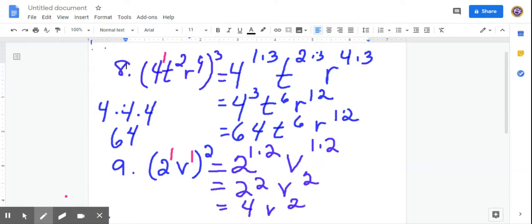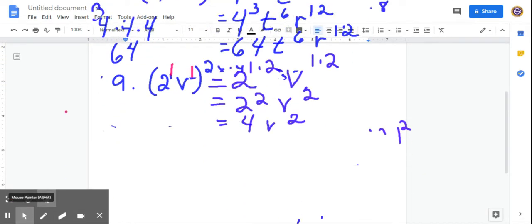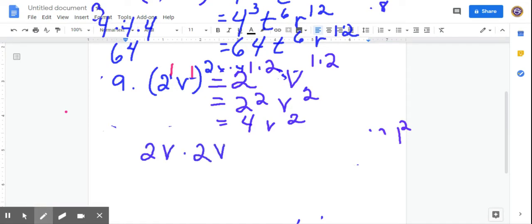But remember that another way of writing that is 2v times 2v. So that would be 4v squared.